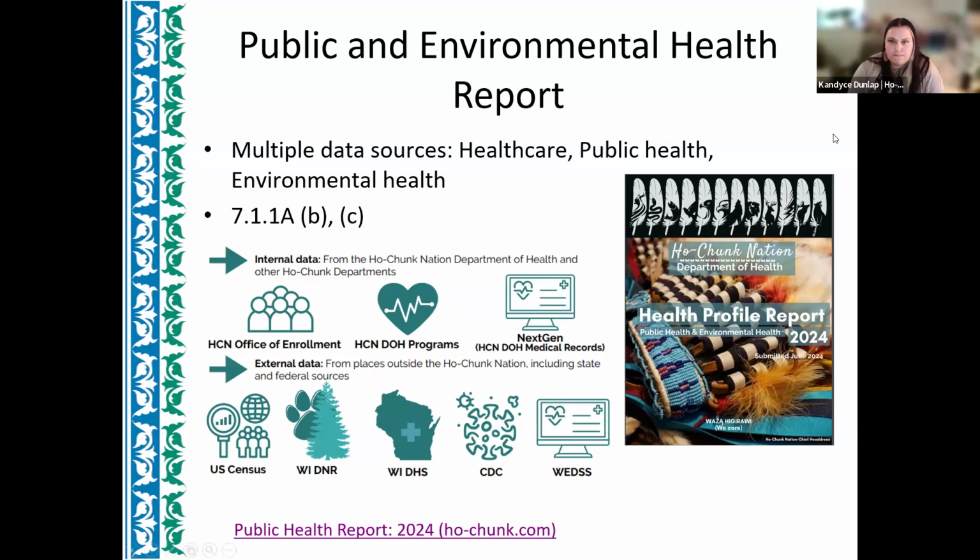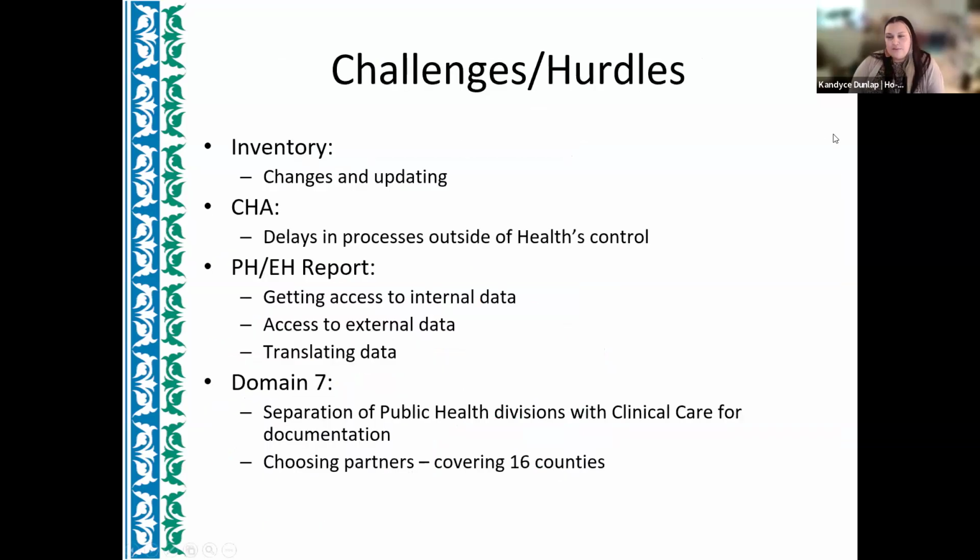And so what have been some challenges and hurdles? Specifically with our program inventory, it already needs updating. We completed that aspect of it in the internal repository in 2023. And as things change, as new funding sources come in or as funding sources leave, those are changing. So having someone be able to dedicate time to updating that in real time.